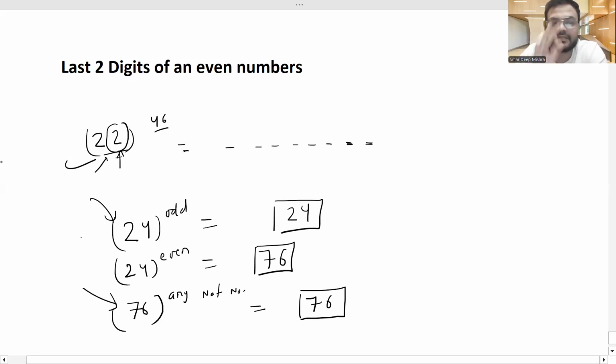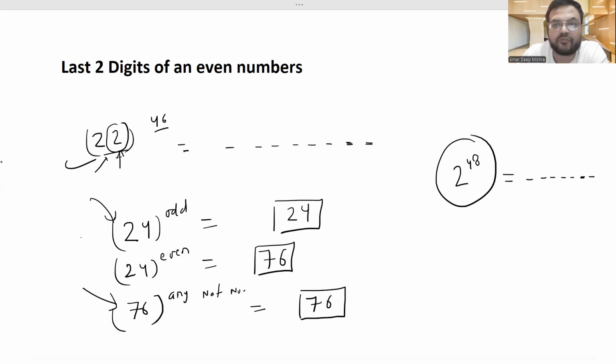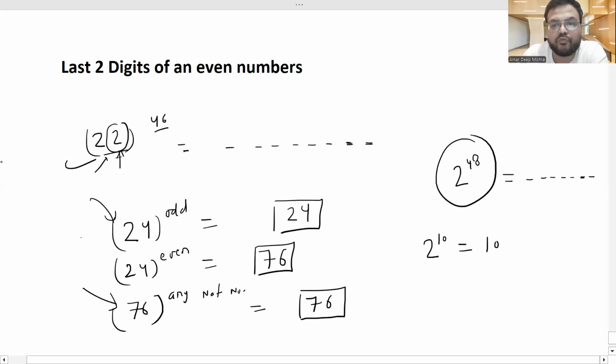Suppose you have 2 power 48, and you have to find out the last two digits of this 2 power 48. One thumb rule you have to keep in mind is that 2 power 10 is 1024. So if you convert this 2 power 48 in the form of 2 power 10, then you will get 24 as the last two digits.